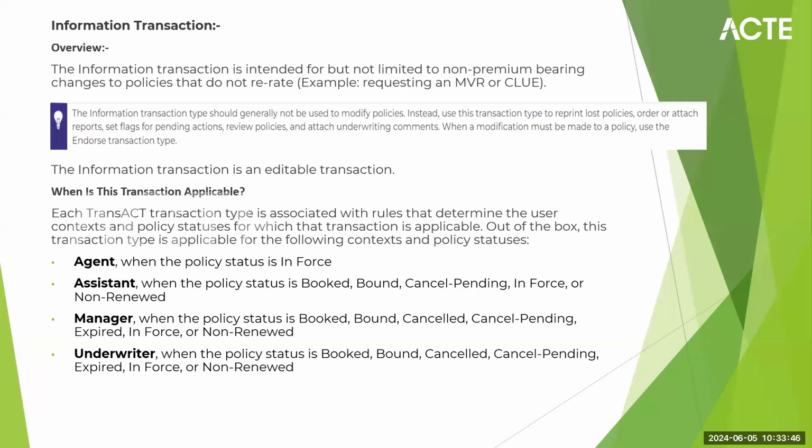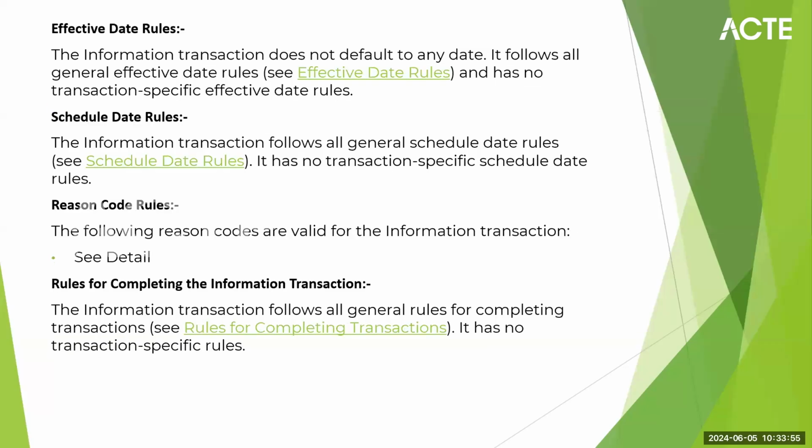When the user has logged in as an underwriter, then the policy status should be booked, bond, cancel pending, expired, enforced, or non-renewed. What is the effective date rule? The information transaction does not default to any date. It follows the general effective date rule and has no transaction specific rule. That means the user can give any effective date.